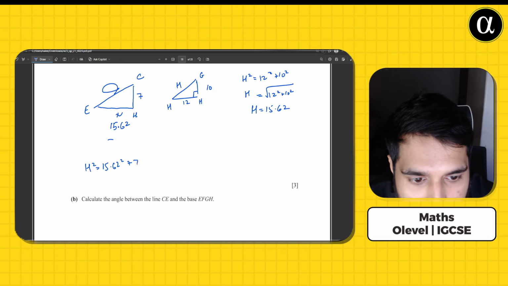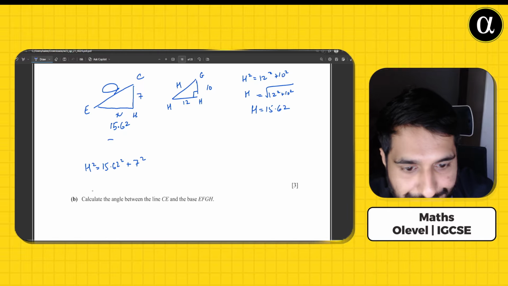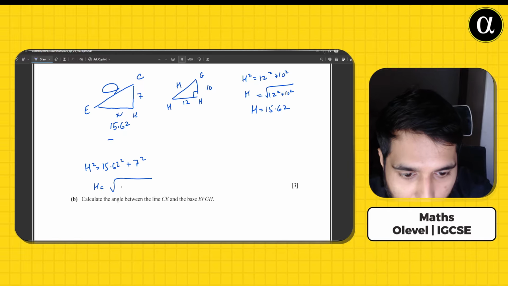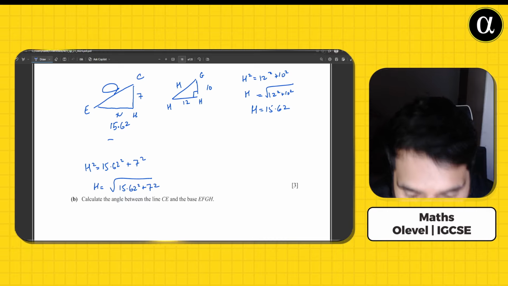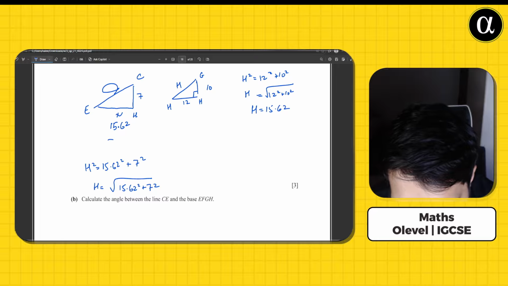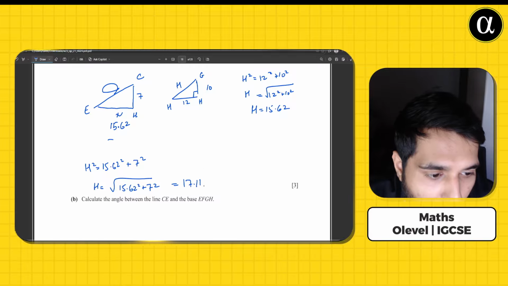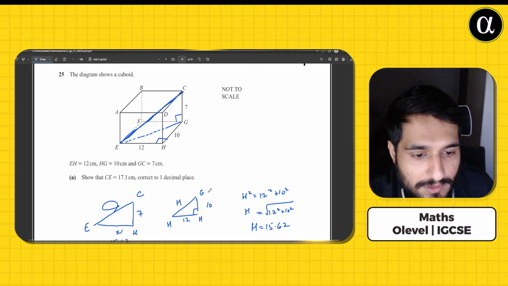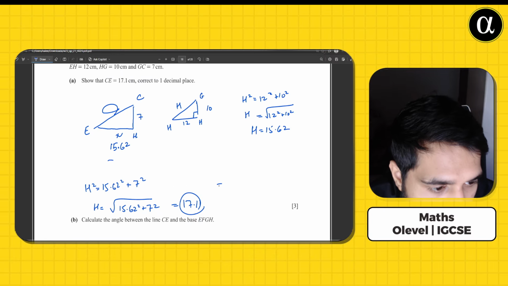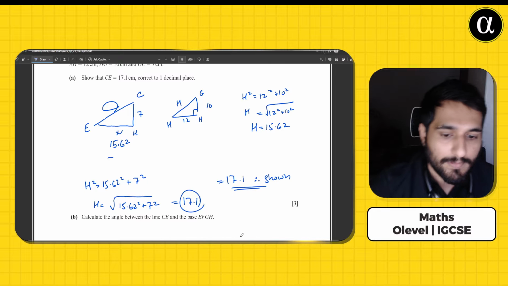Now we'd apply the same concept of h square is equal to perpendicular square plus base square, that is 15.62 square plus 7 square. And what happens next is basically h is equal to root of 15.62 square plus 7 square, and that gives us 17.11. The answer is 17.11, which is what we're supposed to prove correct to one decimal place, and we can say it's going to be 17.1, hence shown, right?